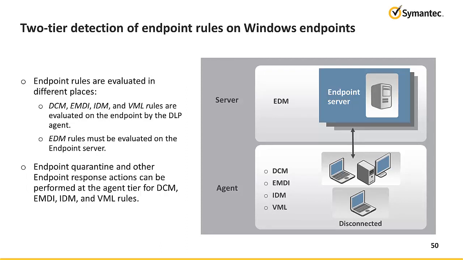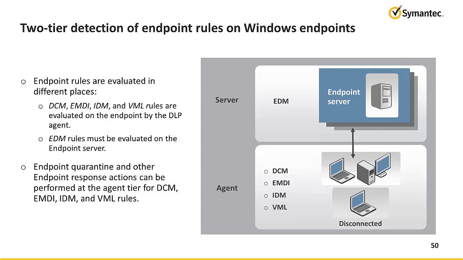The types of detection rules that can be evaluated locally on the endpoint are DCM, described content matching, which are rules such as keywords, regular expressions, and data identifiers, EMDI, exact match data identifier validators, IDM, indexed document matching rules, and VML, vector machine learning rules. EDM, exact data matching rules, are evaluated on the endpoint server. Endpoint resource and bandwidth constraints make EDM impractical on the endpoint.